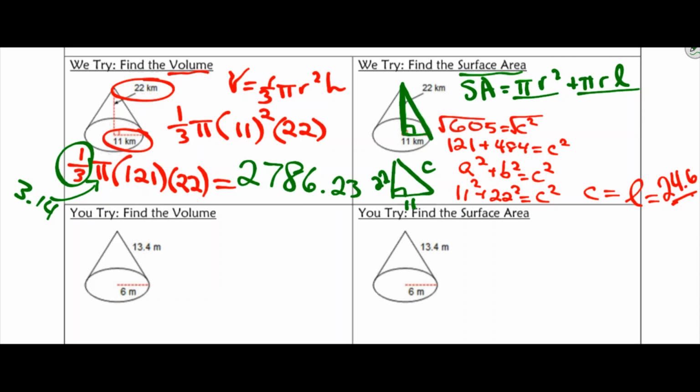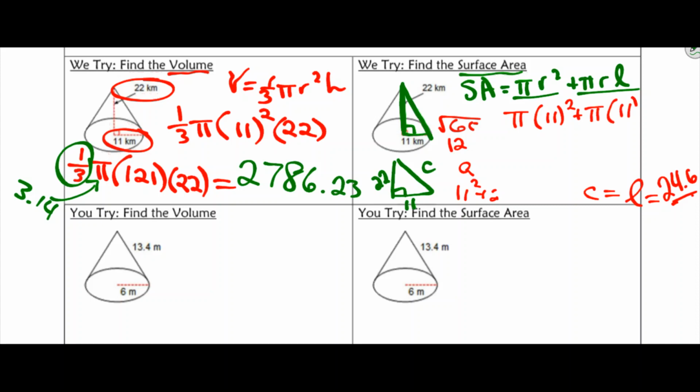So all of this was just so that we can figure out the number that we can plug in there. We're actually not even really done with it. That's just to figure out what to plug in there. But now I'm really just substituting numbers in. I have the radius, which is 11. I use that twice. And I use this 24.6 as that L.